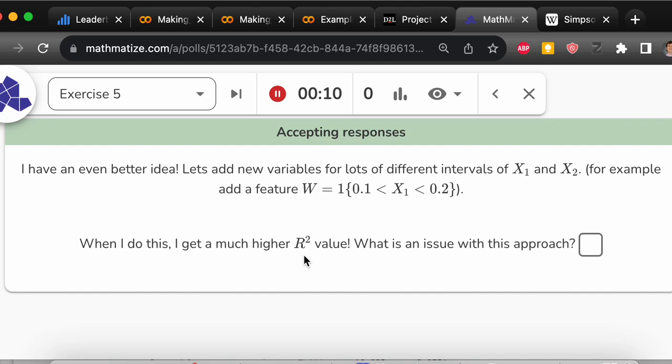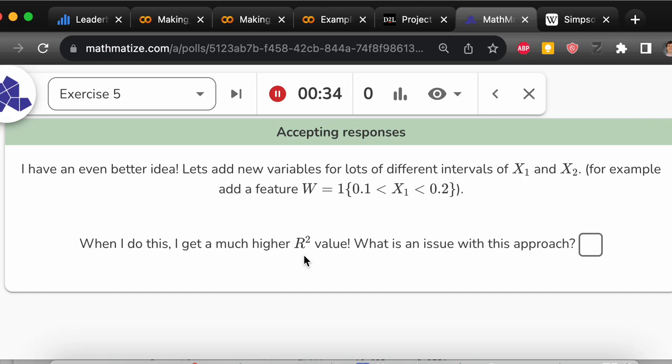Here's my new idea. Let's make new variables for a lot of features. We'll make one called W. That's if you're between 0.1 and 0.2. We'll make one called P. That's if you're between 0.2 and 0.3. And I'll just add in like hundreds and hundreds of variables. So every possible little interval we can add in as a new feature. And when you do this, your model will improve a lot. I get a much higher R-squared value.